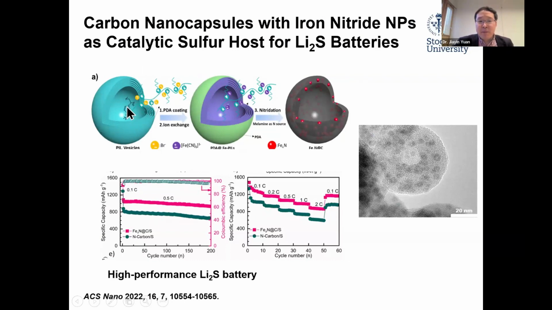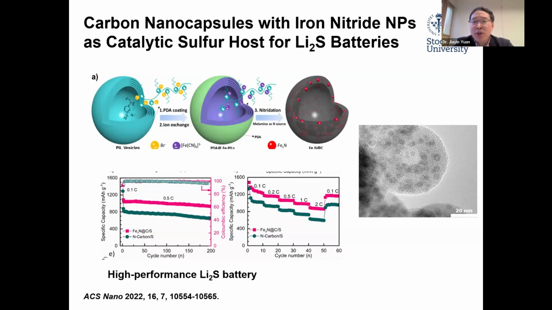The fabrication process is straightforward. The only thing you need to do is to introduce the metal ions. Here we introduce iron chloride into the nanovesicular structure. Then after that, straightforward carbonization generates the carbon nanocapsules. The iron in the system during the carbonization reacts with the nitrogen species there, so it forms iron nitride.